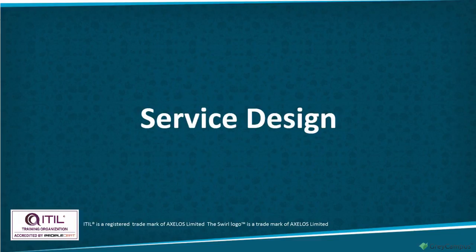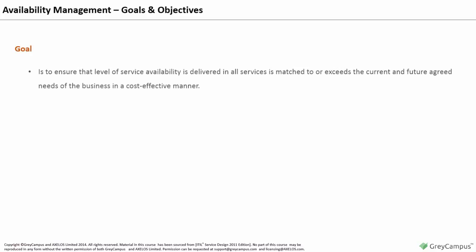In this video, let us learn about service design. Availability management, goals and objectives. The goal of availability management is to ensure that the level of service availability delivered in all services is matched to or exceeds the current and future agreed needs of the business in a cost-effective manner.